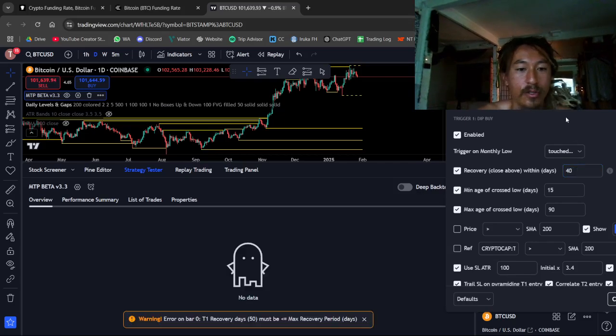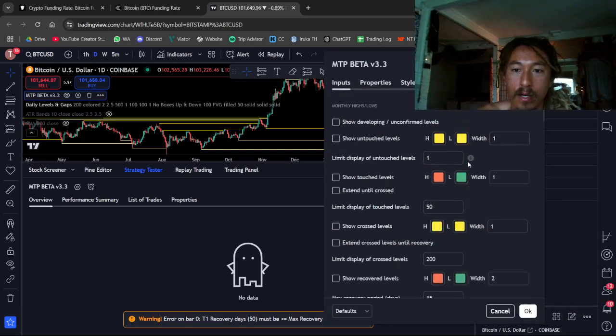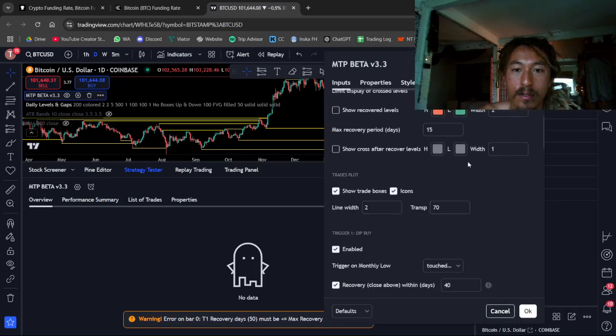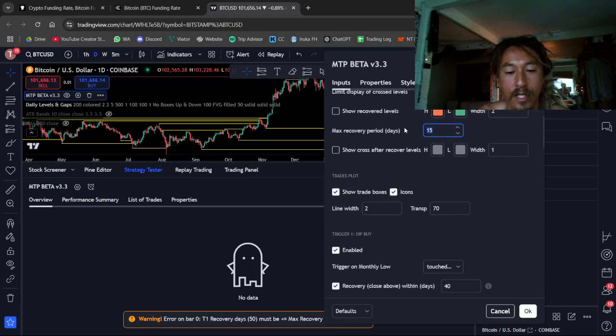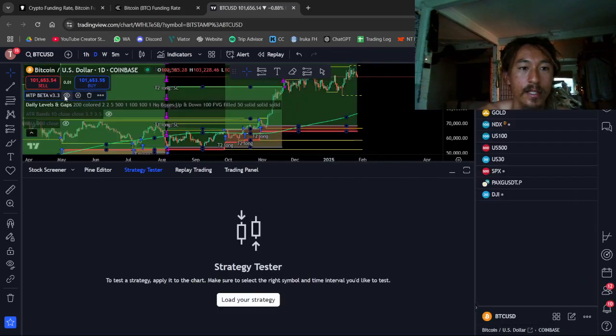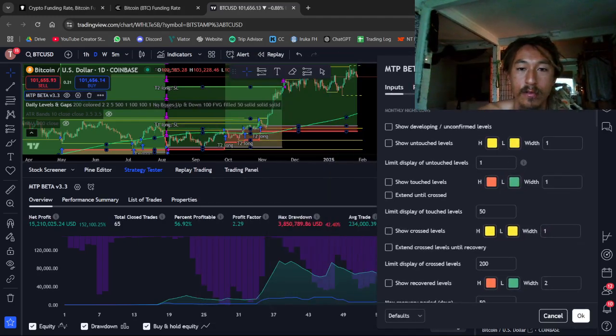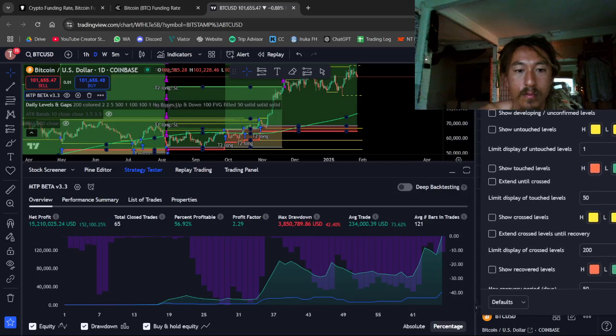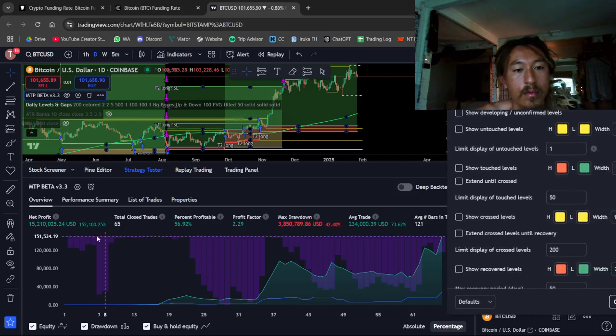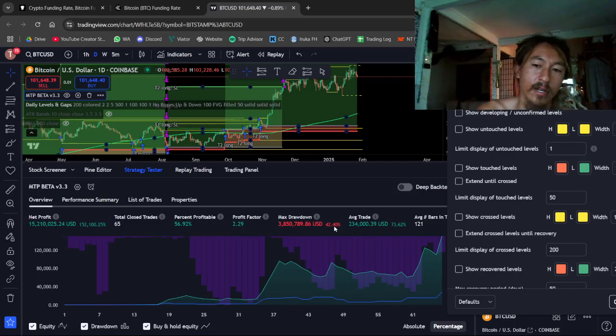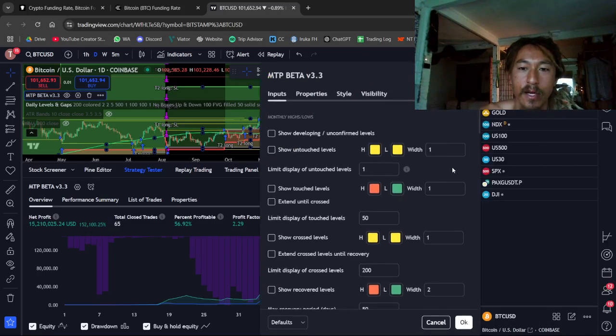So initially, actually, less than max recovery day period. Okay. I think there's a setting here. Oh, interesting. So I'm going to put this at 50. And then let's see. Interesting. That actually improved the results pretty considerably. It improved the drawdown only a couple percent more, and our net profit is almost 50% higher.